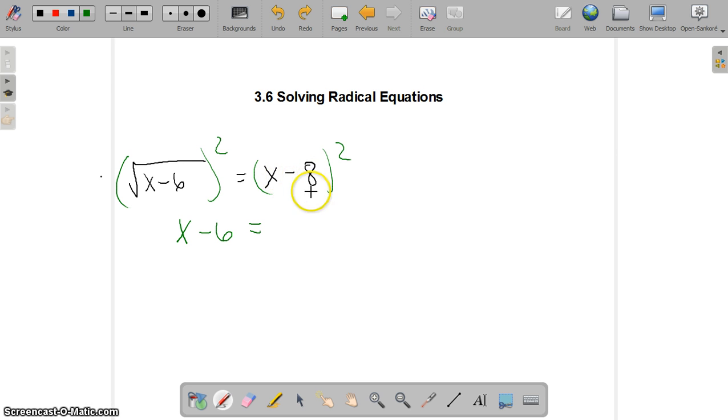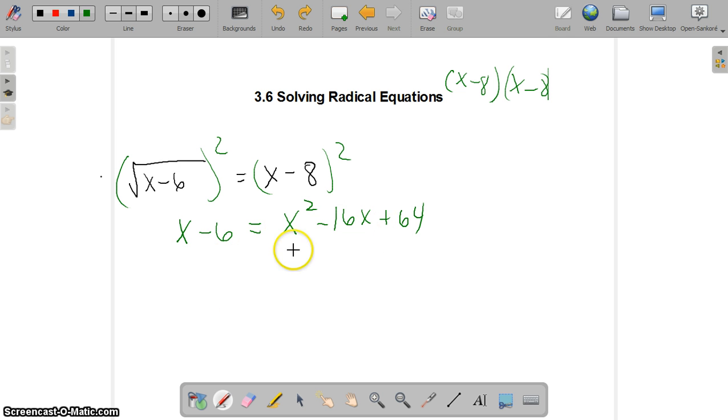This is x minus 8 squared, so that's the same thing as x minus 8 times x minus 8. Okay? So this is going to be x squared minus 16x plus 64, if we were to multiply this out. Okay, you can FOIL it if you need to.